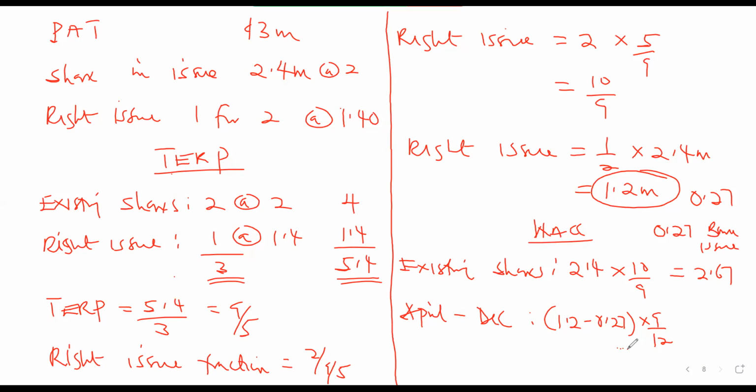So 1.2 minus 0.27 times 9/12. I'm getting 0.70. Can someone confirm that? Okay. Yeah. 3.37. That is this one way of getting it. Let's go to the next one. Next one where we are going to be using the fraction.